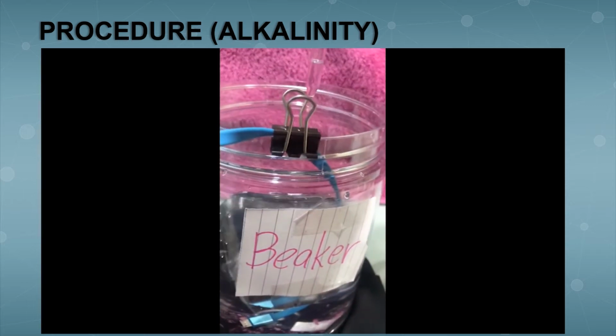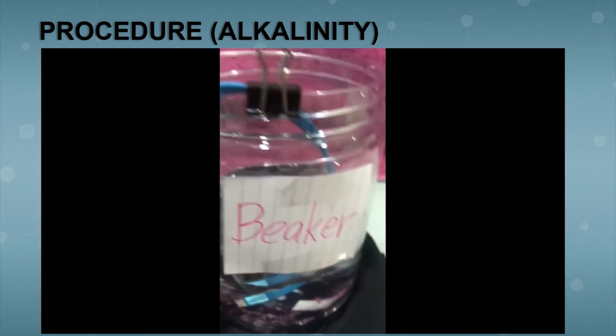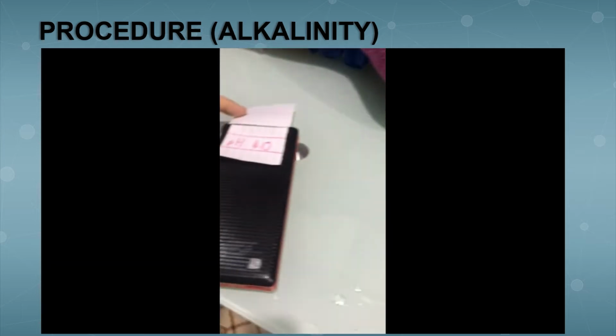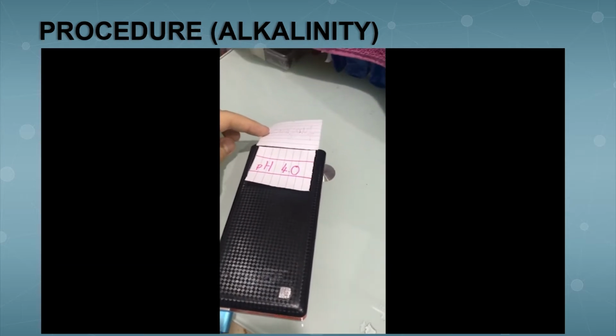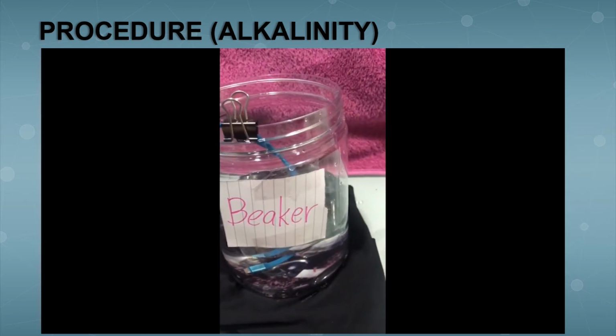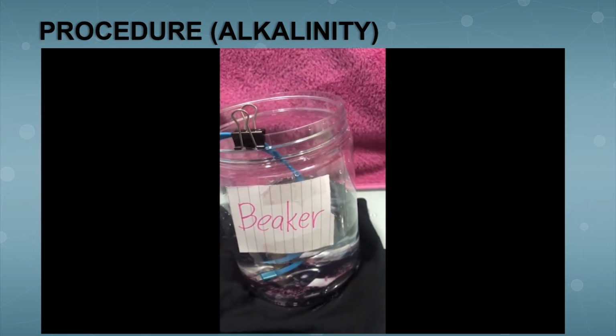We add until the reading of the pH device shows 4.5 pH, and then the reading is recorded. And then after the experiment is done, the titration curve is plotted. That's all. Thank you.